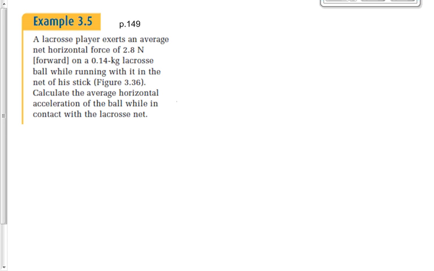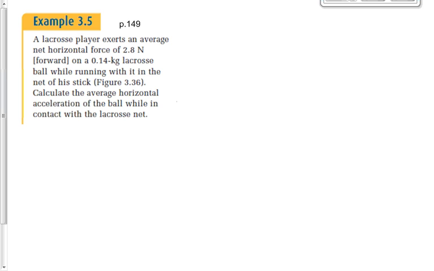Here's an example. A lacrosse player exerts an average net horizontal force of 2.8 newtons forward on a 0.14 kilogram lacrosse ball while running with it in the net of his stick. Calculate the average horizontal acceleration of the ball while in contact with the lacrosse net.